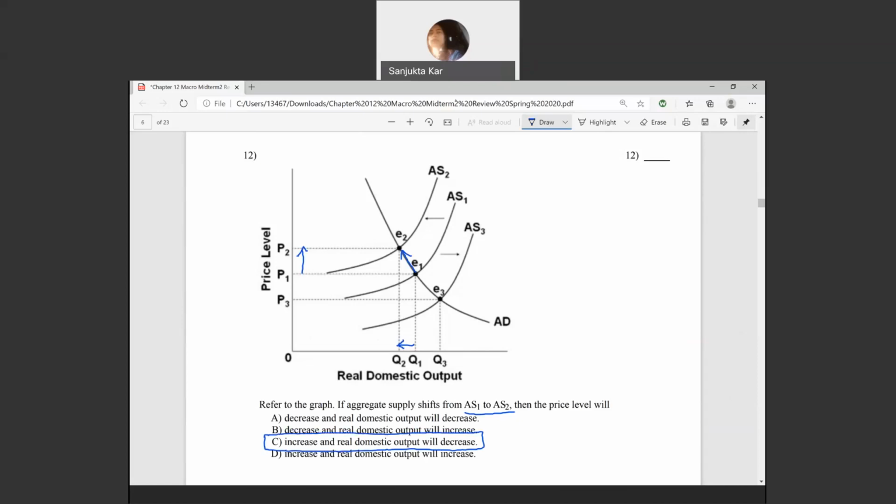The domestic output going down is called a recession. Prices going up is called inflation. And if we combine inflation and recession, the term that we have for this is stagflation. Okay.